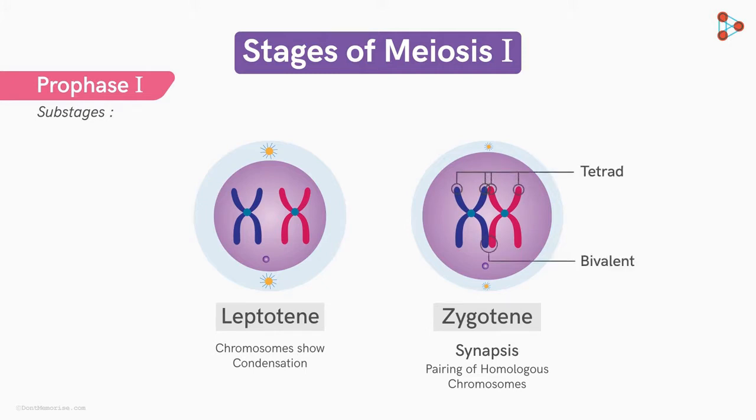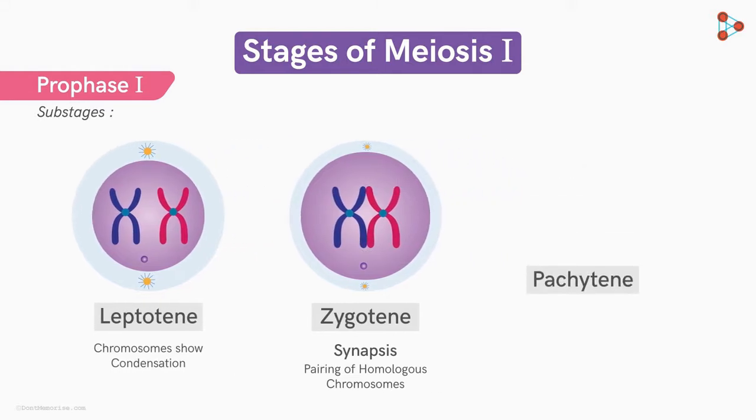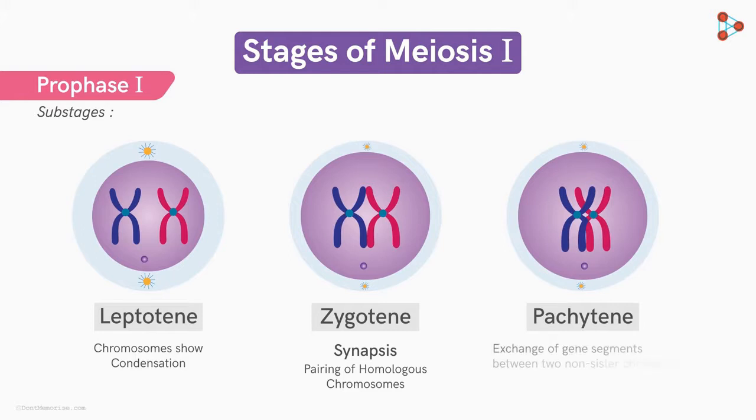After forming bivalents, the cell enters the next substage called the pachytene. Here, the bivalents exchange gene segments between the non-sister chromatids of homologous chromosomes. And can you tell me what this process is called? That's the right answer. It's called crossing over. And the location where the exchange takes place is called chiasma.